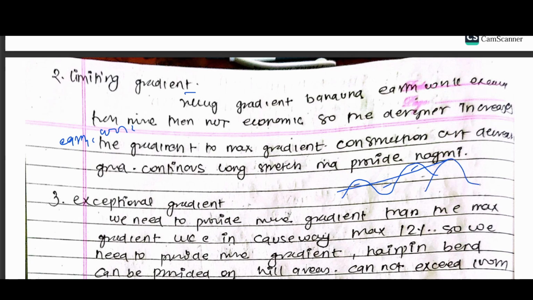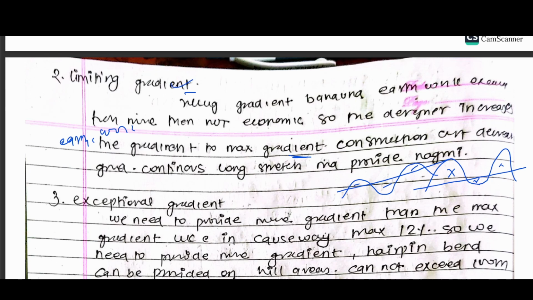But if the topography is like this, and we need to provide the gradient like this, then the cut will be more and the cost will be more, but the fill is very less. So there will be more earthwork activity. We need more time and more cost on cutting this terrain. That's why it will not be economic. So from the economic point of view, the designer increases the gradient to the maximum gradient so that the construction cost can decrease, and this is known as the limiting gradient.